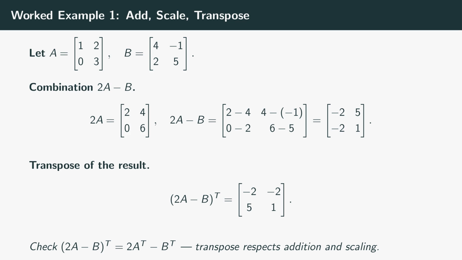Top left, 2 minus 4 is -2. Top right, 4 minus -1 is 5. Bottom left, 0 minus 2 is -2. Bottom right, 6 minus 5 is 1, so 2A minus B has first row -2, 5, and second row -2, 1. Now transpose that result. Rows become columns, so the first column, -2, -2, stands up as the first row, and we get first row -2, -2, and second row 5, 1.